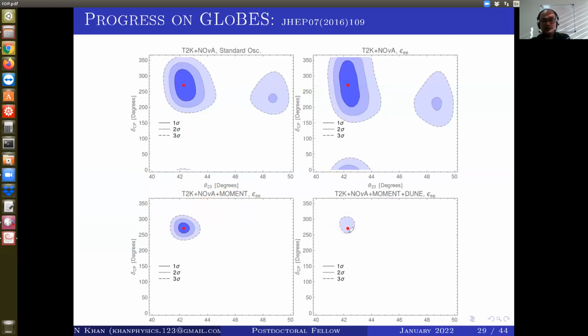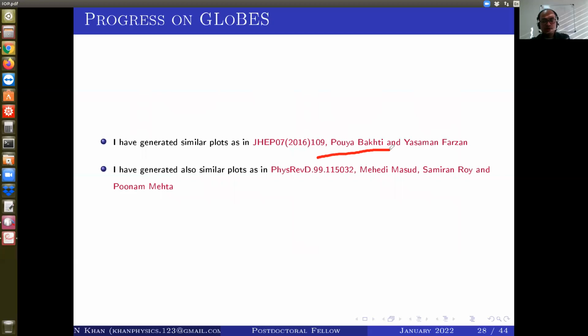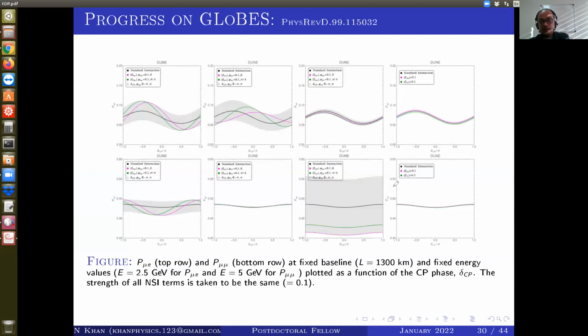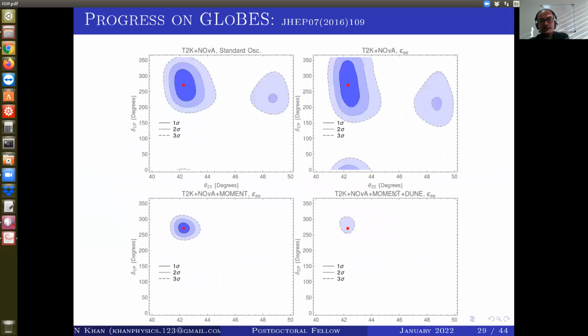So this is the plot that was in this paper, and I have produced that one. The second plot is from the Mehdi Masood paper, where I have also tried to reproduce it. He suggests that the DUNE experiment also can have some degeneracy in the presence of NSI parameters. He first considered 3.5 years of neutrino and 3.5 years of anti-neutrino running, and from that he gets some degeneracy.